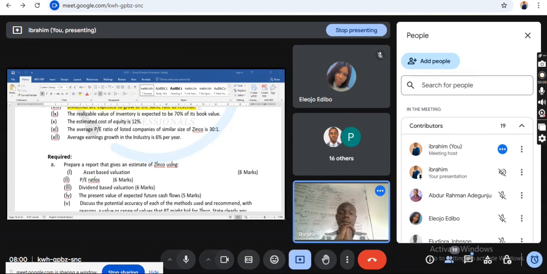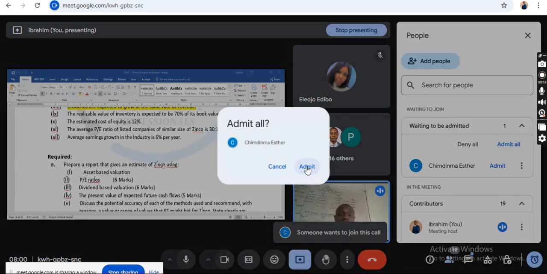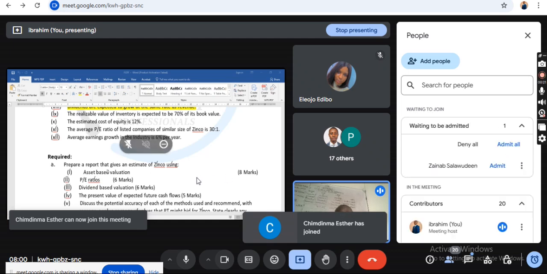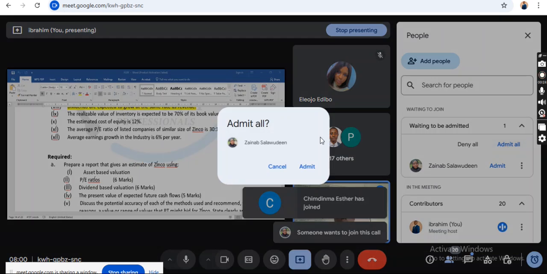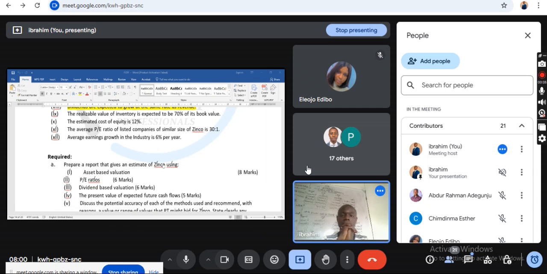In today's class, we shall continue with our lecture on valuation of a business, right? On a valuation of a business. Then the next method we're looking at was dividend-based valuation method. That was the method we are looking at, right? Dividend-based valuation method. Now, class, what do you need under dividend-based valuation method?